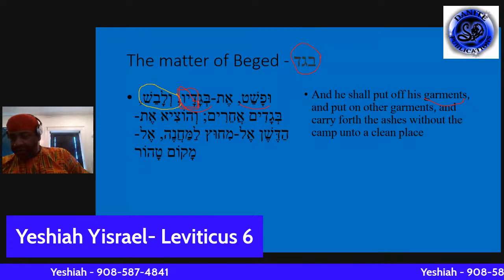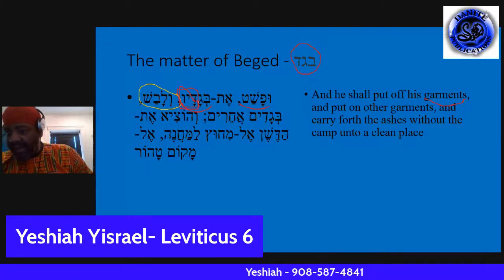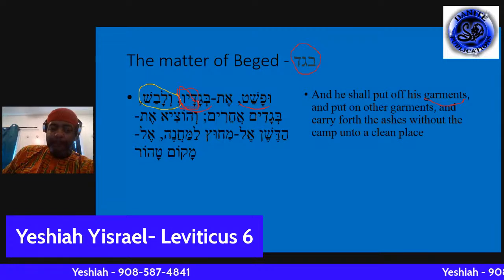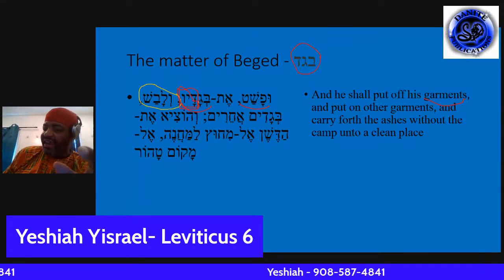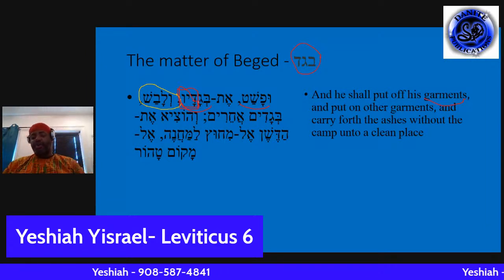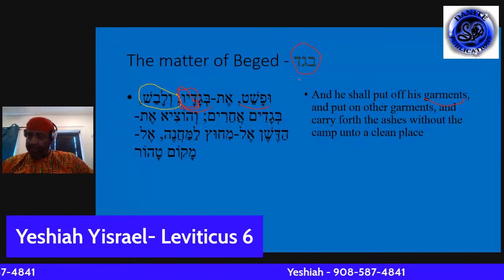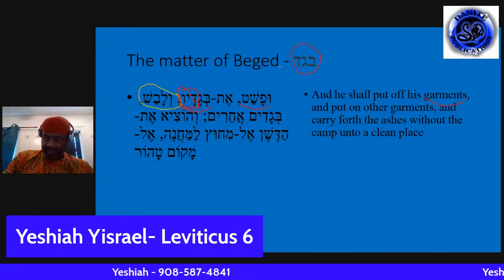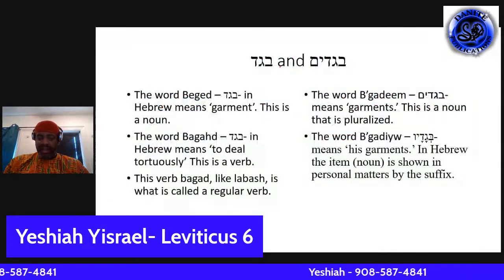That Iowa that you see there is taking the word beged and saying begadaiwa means his garments. Now, had it been child, yeled, it would have been yeladaiwa, and so on. So that's how that goes in that particular case. So beged is garment, begadim is garments, begadaiwa means his garments. That way we can get grammar and show possession when it's a noun.